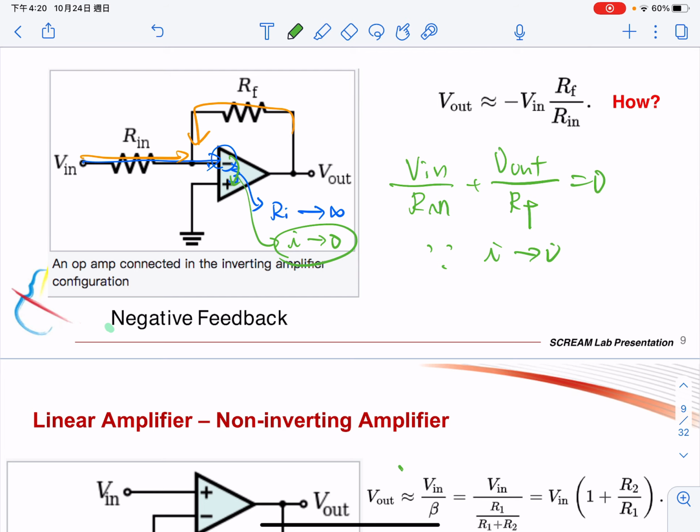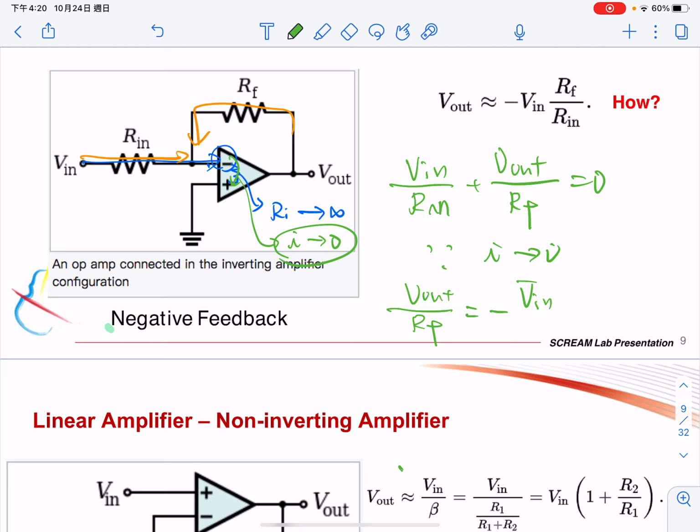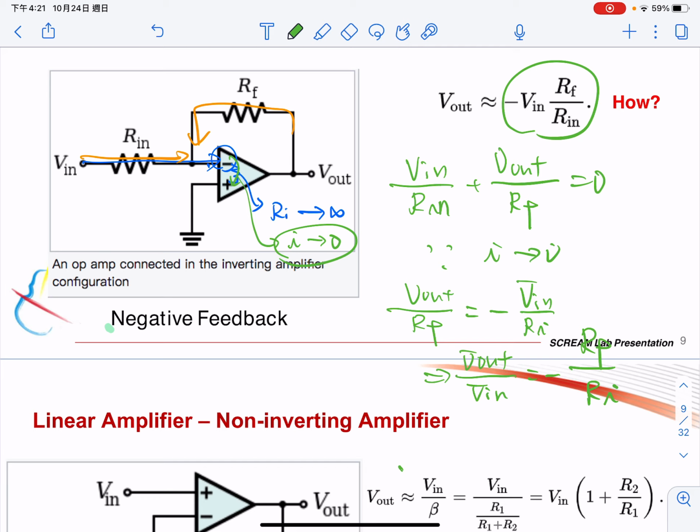Okay, so let's do it. So V out over RF will be equal to minus V in over R in. So V out over V in will be minus RF over R in. Meaning that the input signal is amplified by a factor of RF over R in, but inverted.